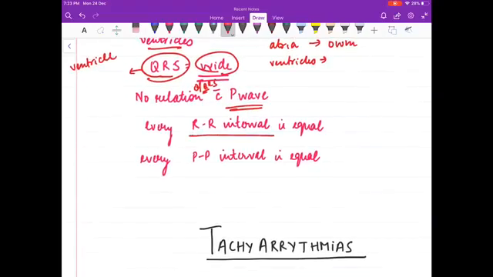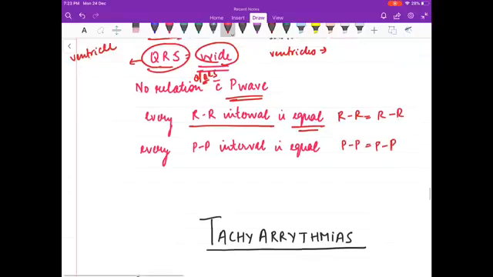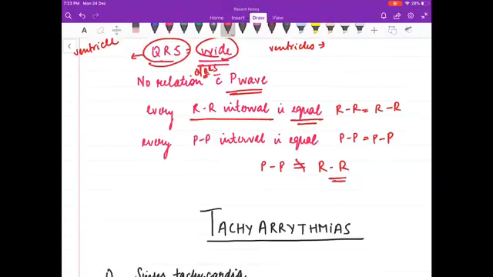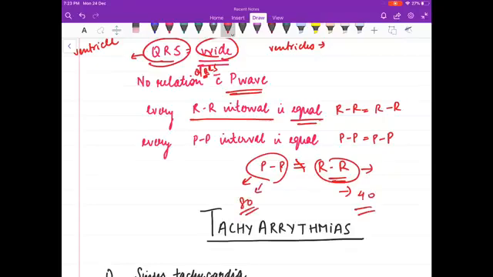And you have to remember that every RR interval is equal, and every PP interval is equal. But PP interval is not equal to RR interval, because PP interval is due to atria and RR interval is due to ventricles. Ventricles have their own heart rate around 40 and atria have their heart rate around 80.